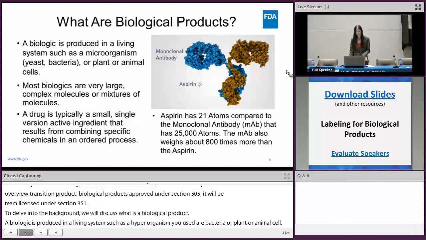The picture on this slide is intended to visually demonstrate the difference between a biologic and a small molecule drug. You can see in this picture that aspirin has 21 atoms compared to a monoclonal antibody that has about 25,000 atoms. And the monoclonal antibody also weighs about 100 or 800 more times than aspirin.